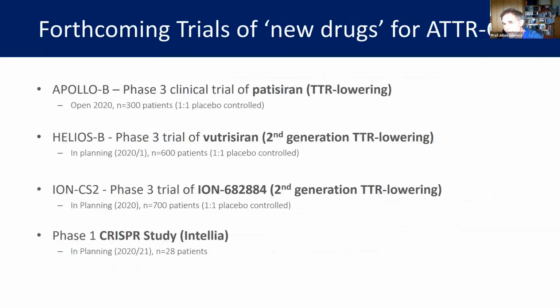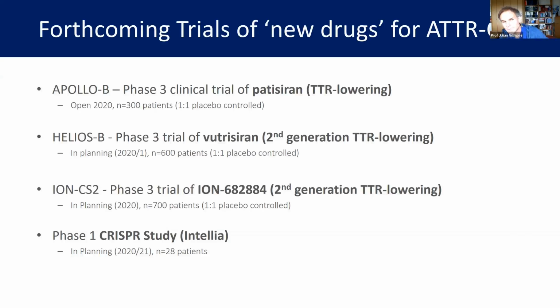There are a number of planned trials which should open either in the later part of this year or early next year. There's a study called Apollo B, which is a phase 3 clinical trial of patisiran for cardiomyopathy. So it's using patisiran specifically for ATTR cardiomyopathy. You heard that the Apollo study, the study I showed you earlier, was really focused on the neuropathy, although some patients had cardiomyopathy. This is a trial that is entirely focused on the cardiomyopathy.